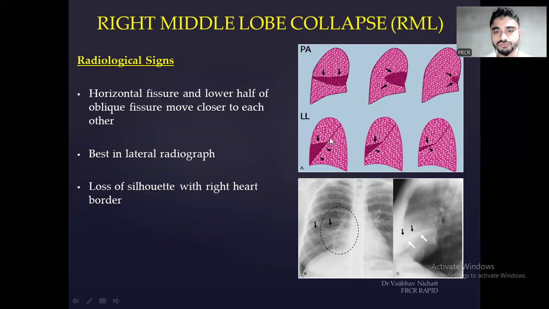So this is the horizontal fissure, this is the oblique fissure. As the right middle lobe collapses, these fissures will move close to each other. So this is how the right middle lobe collapse will appear on the radiograph.